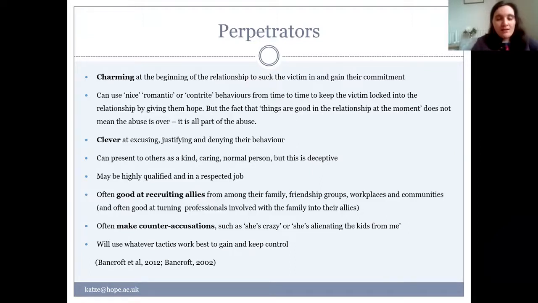Often they're good at recruiting allies from among their family, friendship groups, workplaces, and communities. And they're often good at turning professionals involved with the family into their allies as well. They often make counter accusations such as, she's crazy, she's mentally unbalanced, or she's alienating the kids from me, in order to explain why the kids are scared of them and don't want to be with them. They'll make the counter accusation that it's her fault, she's caused that, it's not my behavior, it's her. And in general, perpetrators will use whatever tactics will work best, in their opinion, to gain control and keep control, whether that means being nice or being horrible.